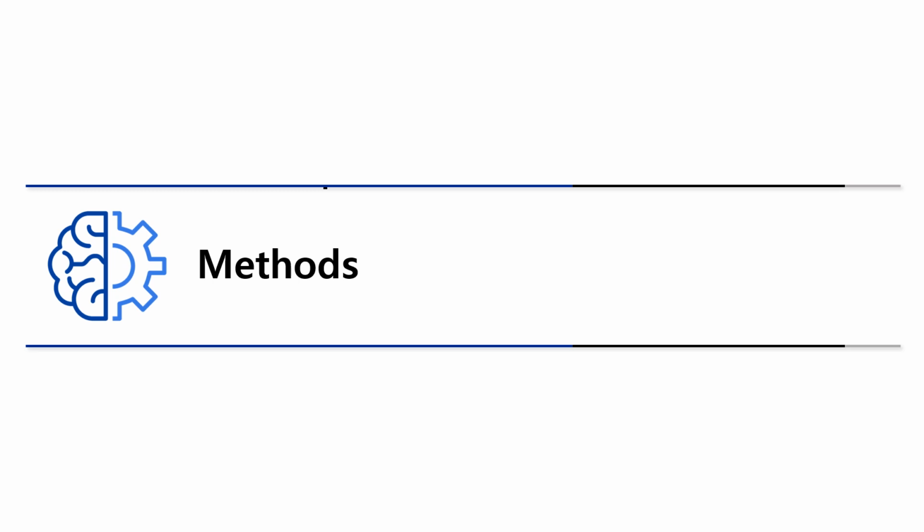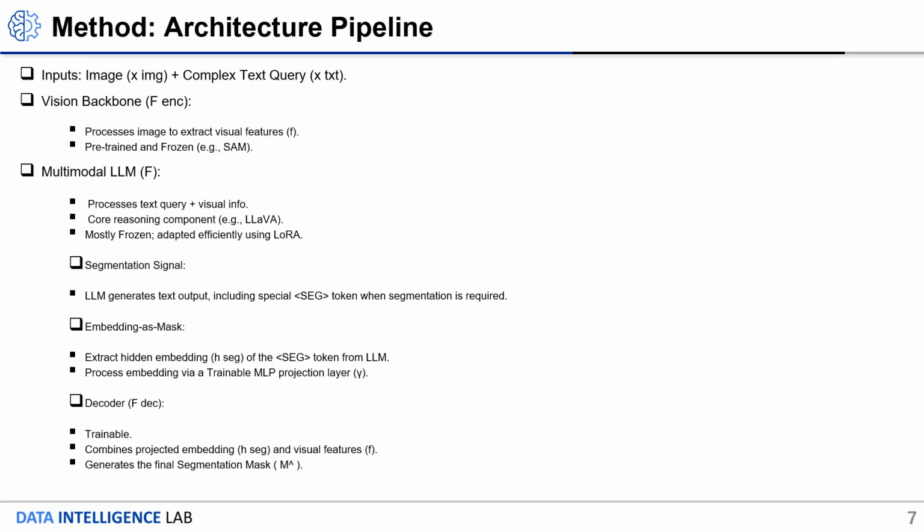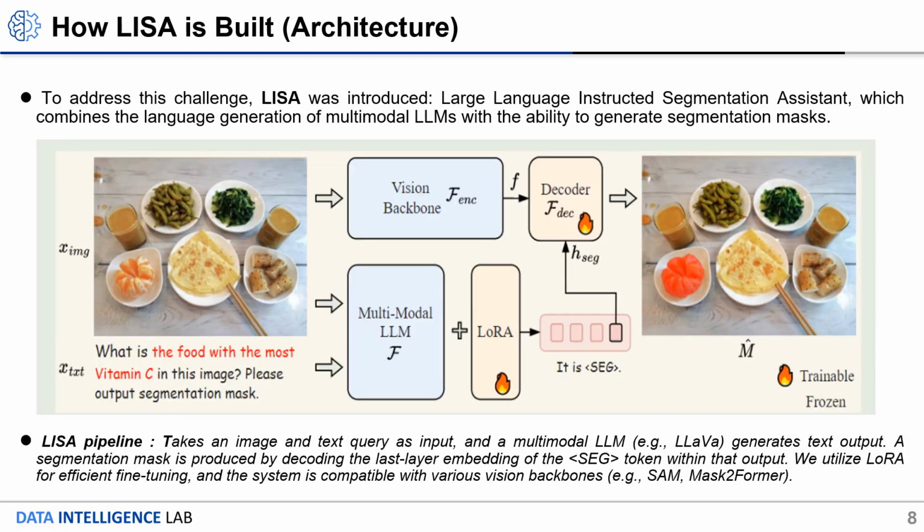Now let's move forward to the methods. So in this slide, we have the inputs, visual backbone, multimodal LLM, segmentation signal, embedding as mask, and decoder. In the next slide, I will illustrate the overall pipeline of the LISA model, showing how it processes information to perform reasoning segmentation. So how is LISA built?